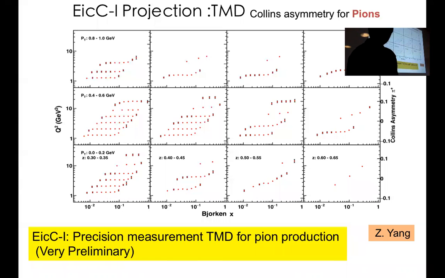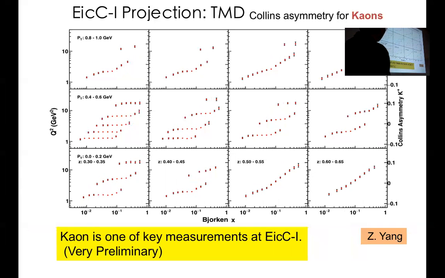This is the TMD projections for the Collins asymmetry at different PT bins and different X, different Z, and Q squared. So it can do 4 dimensions to pretty good precision. This is for pions and also for kaons. Kaon precision is a little bit worse, but still it's reasonable.